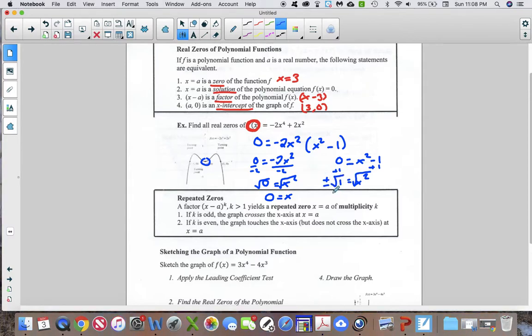So plus and minus the square root of 1 is just plus and minus 1. And that's why we get 2 of them here. So this one right here is 1, and this one right here is negative 1. And so anytime we take the square root, we have to remember plus and minus.